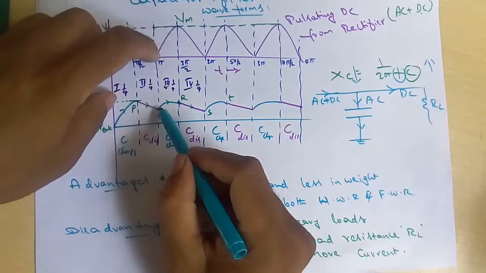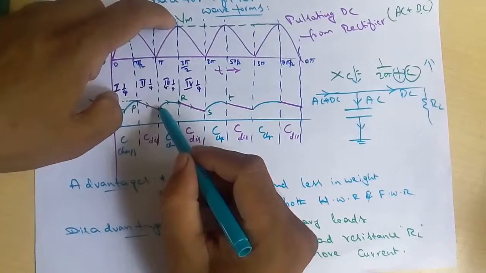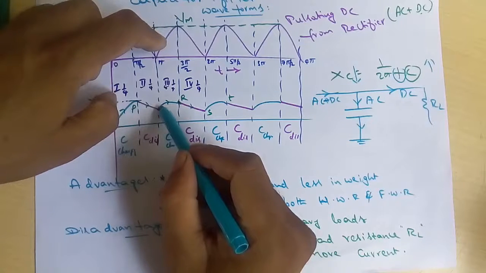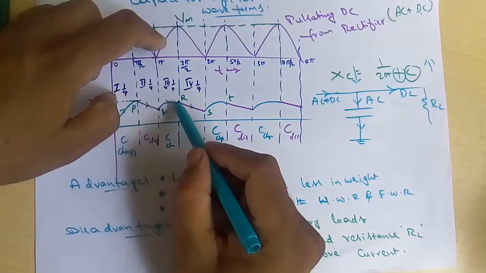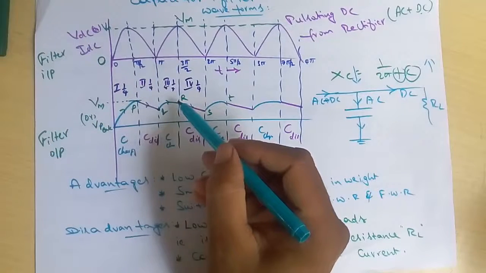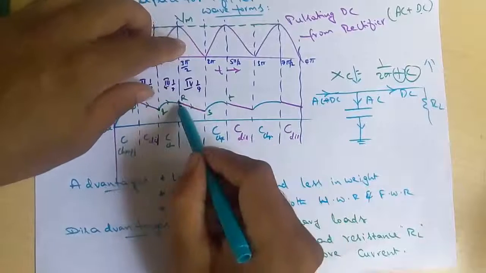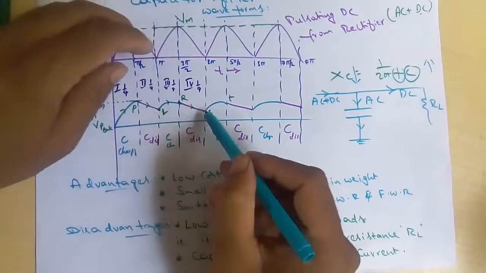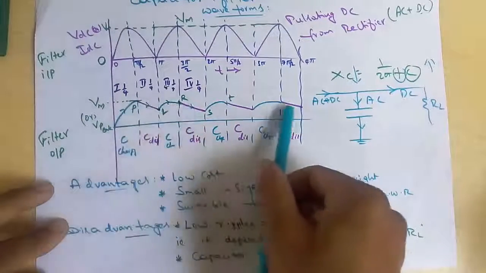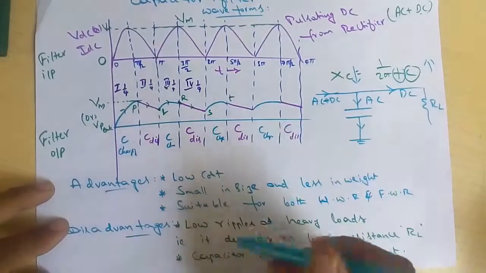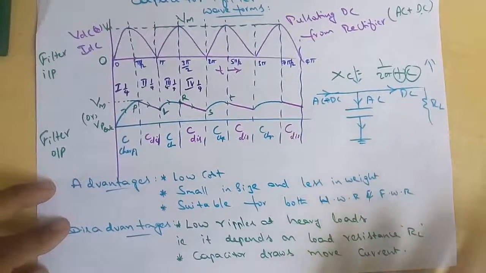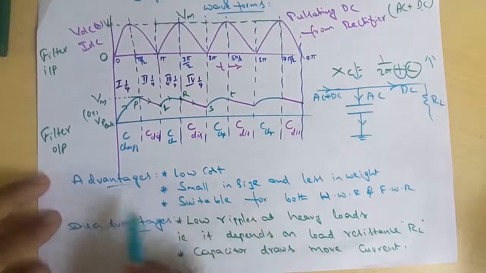During the third quarter cycle, the output rises from 0 to maxima, and the capacitor charges again, recharging from Q to R. Again, when the pulsating DC decreases from maximum value to 0, from R to S it decreases slowly due to the RC time constant. In this manner, this is the output waveform of the capacitor filter circuit. You have to explain this only in brief.